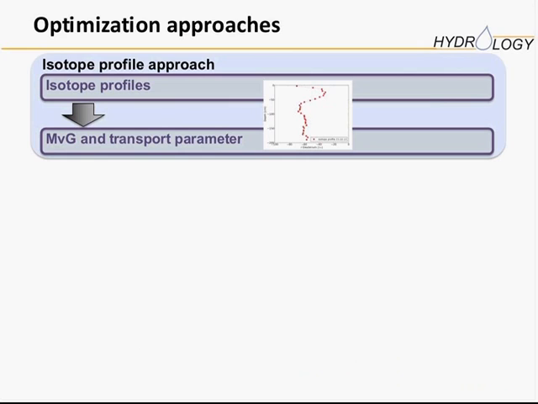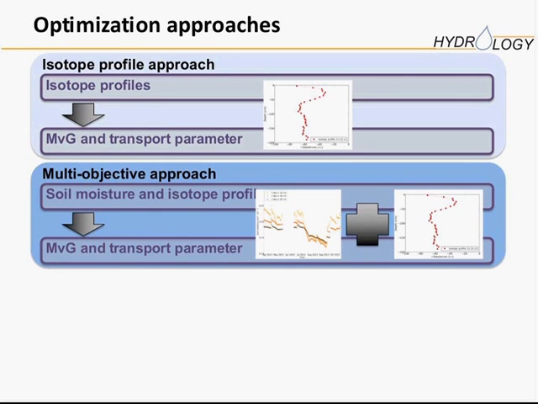Good. So as I mentioned, we used 3 different approaches. The first one we just called the isotope profile approach, where we only use the stable isotope depth profiles in the soil that we sampled at one time, together with precipitation data and stable isotope data in precipitation, to fit the model to that depth profile and to predict the Mualem-van Genuchten and the transport parameters.